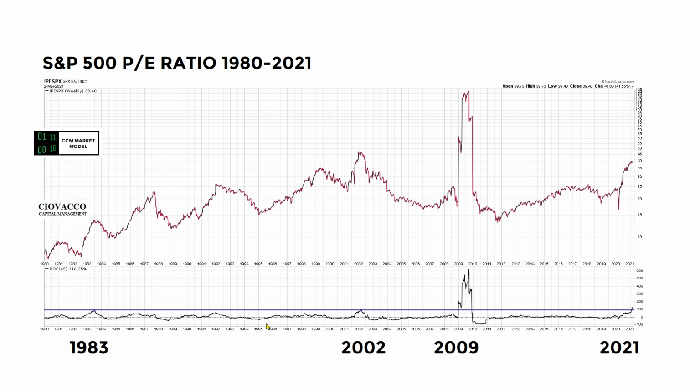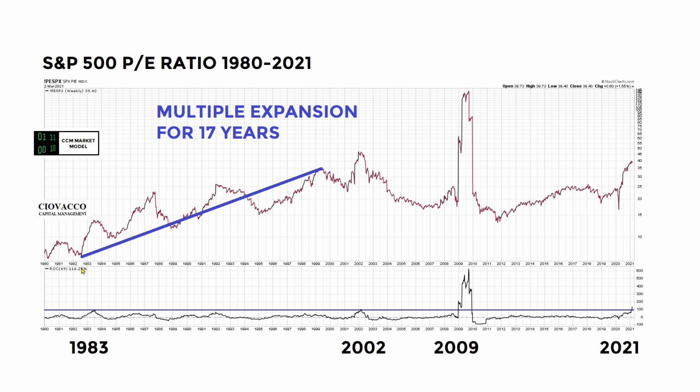It's been 49 weeks since the major low in March of 2020. This is the PE multiple on the S&P 500, and this is the 49-week rate of change. We've never seen an expansion like this, with a couple of exceptions. Here, near the major low in 2009, here near the major low in 2003, and here near the major low in 1982. And in this case, we had significant multiple expansion for roughly 18 years.